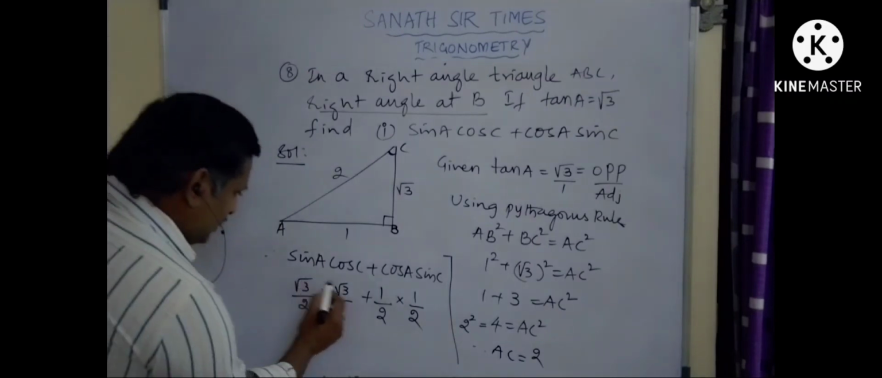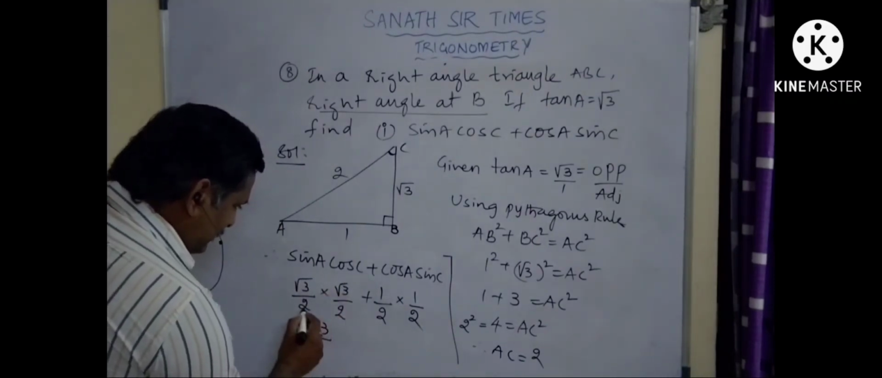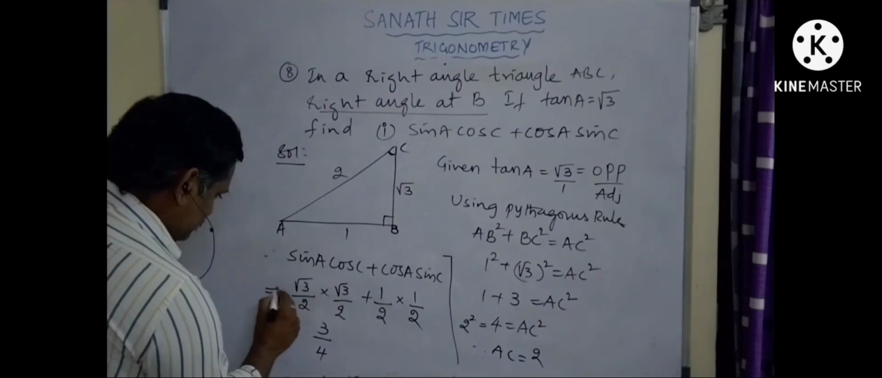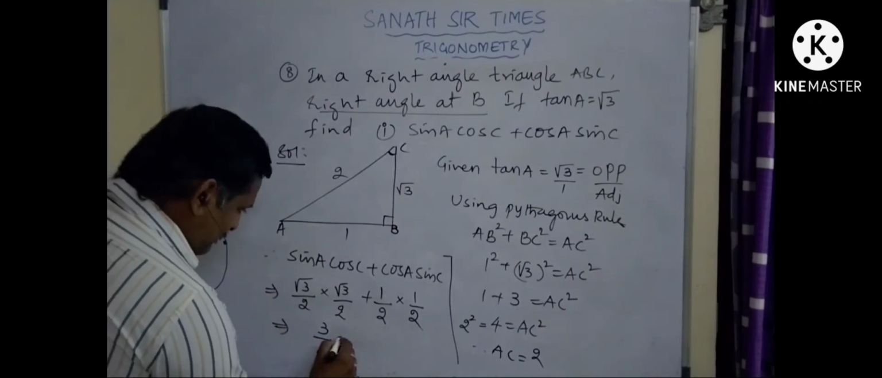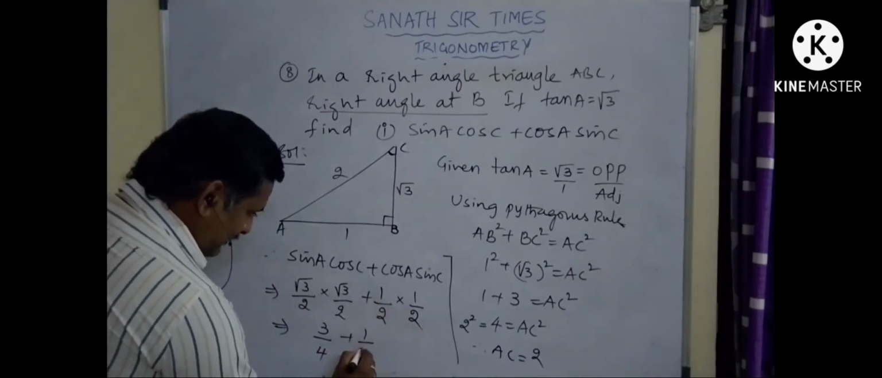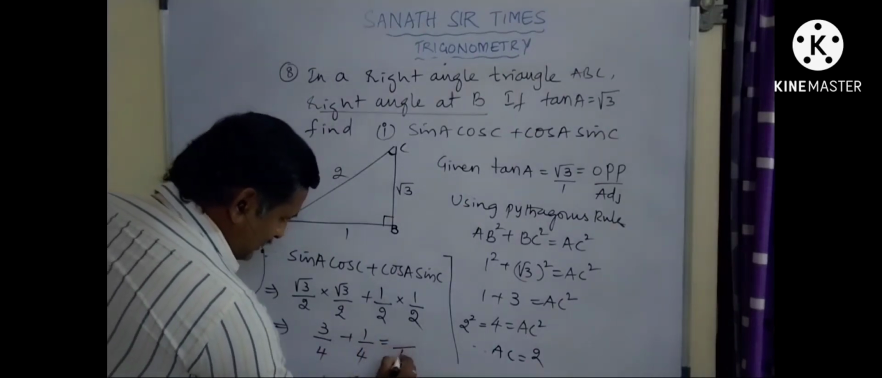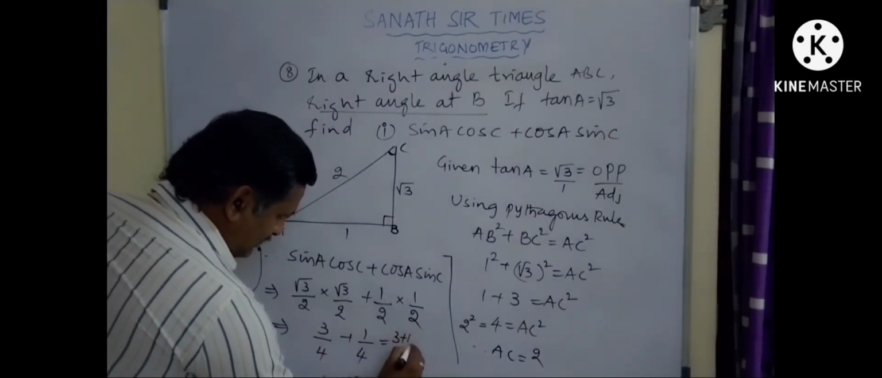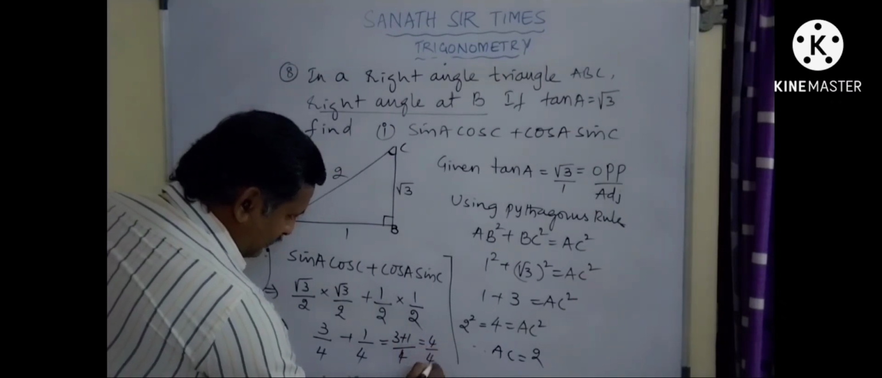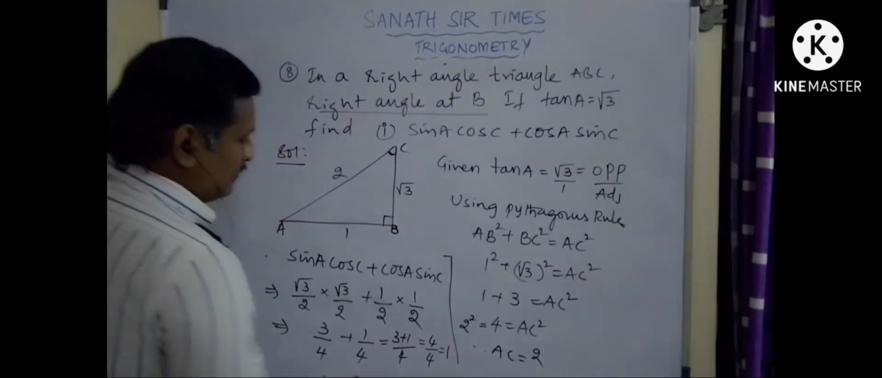So root 3 into root 3 is 3, divided by 2 into 2 is 4, plus 1 into 1 is 1 divided by 4. So 3 by 4 plus 1 by 4, LCM is 4, this is 3 plus 1, 4 divided by 4 is equal to 1. So what is your answer?